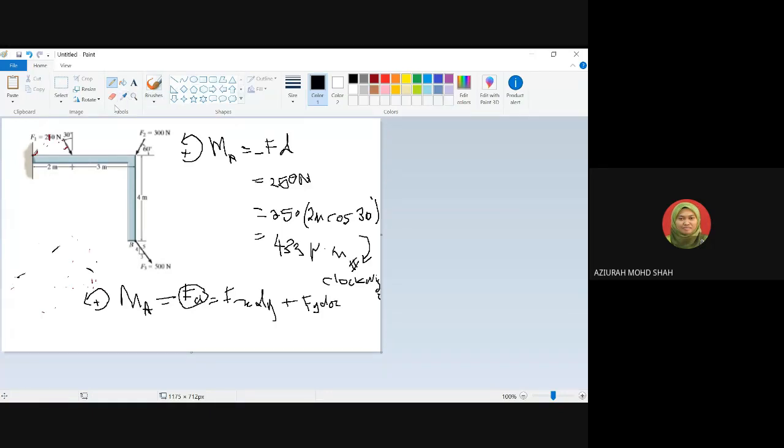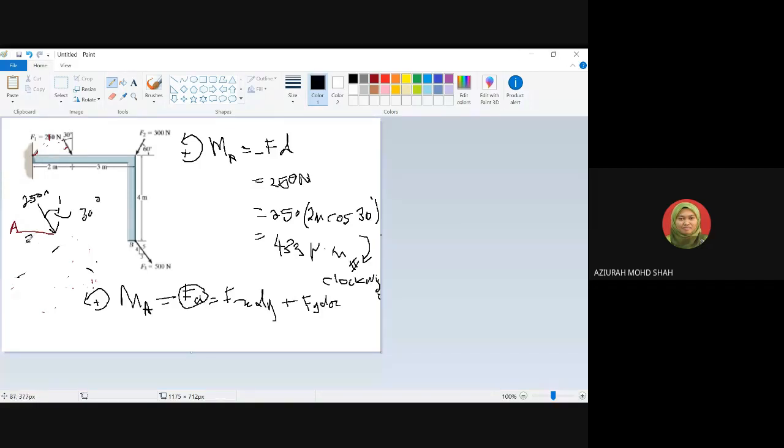Okay, so now we have to resolve the force into component X and also component Y. So we have point A here. Okay, this is the force, 250 Newton. Okay, and then this is the 30 degree.